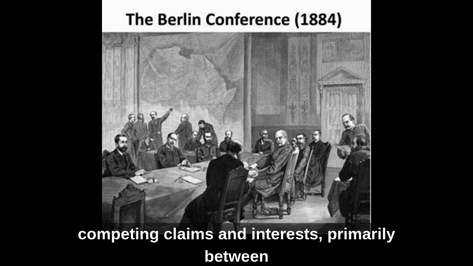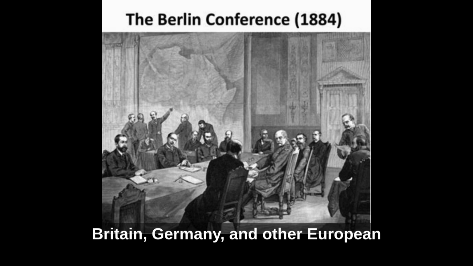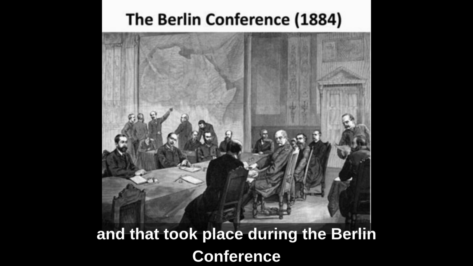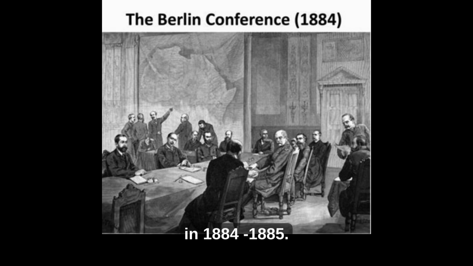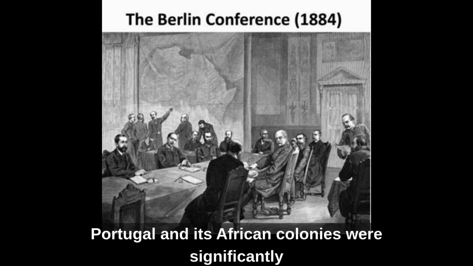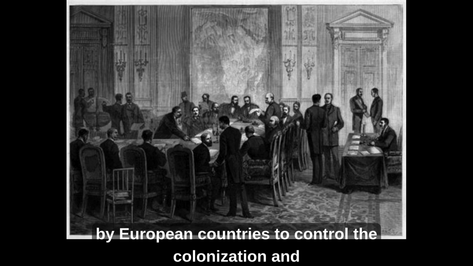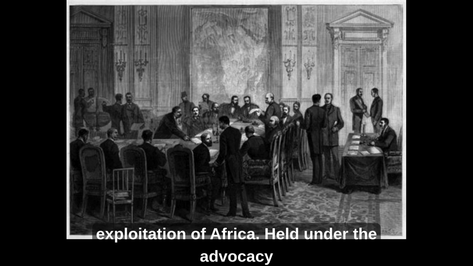Tension arose due to competing claims and interests, primarily between Britain, Germany, and other European powers. Portugal's resolve to defend its colonial possessions prepared the ground for the diplomatic discussions that took place during the Berlin Conference in 1884 to 1885. Portugal and its African colonies were significantly impacted by the Berlin Conference, which was called by European countries to control the colonization and exploitation of Africa.